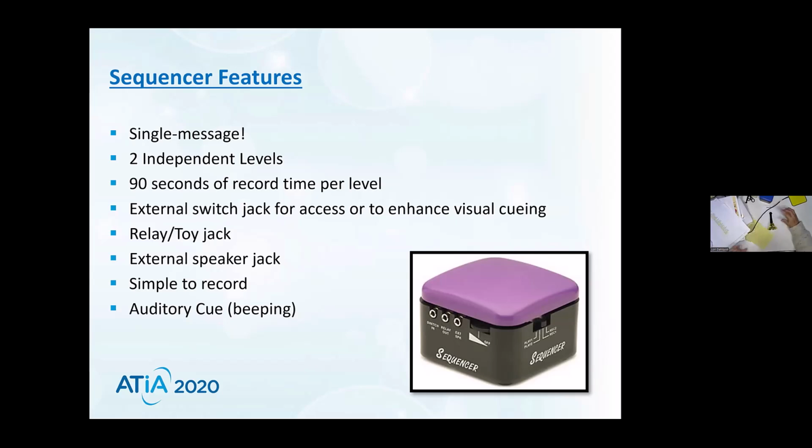The other thing it has, and both the sequencer and the randomizer have these features, is the relay jack. And I really like this. Our relay jack will run any kind of battery operated device for the length of the message or for the amount of time you've recorded. So you're going to see this light come on every time I push this. This is for my adapted scissor, which I'll show you now.